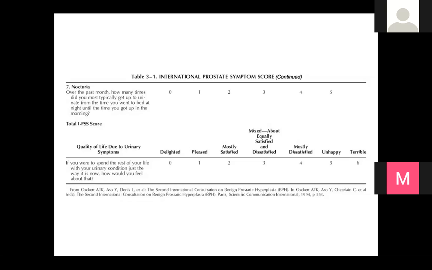So as you consider the IPSS score of maximum 35, you should also know that there is that component of quality of life, and you should ask the patient. They will always score it also. So the score is not complete until you have also reported about quality of life due to these symptoms.